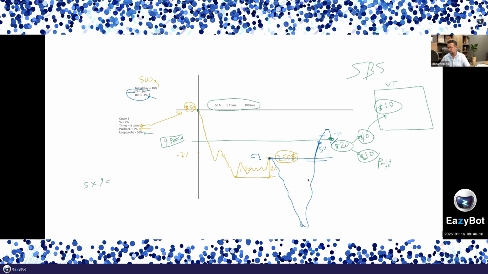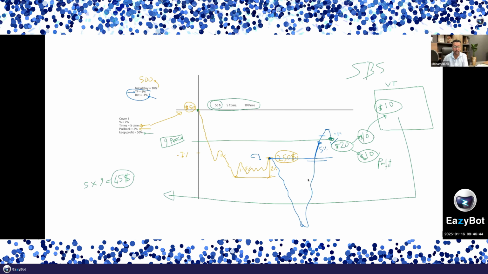Let's use the phone. 5 multiplied by 9 gives me 45 USDT or dollars. Now, obviously, this USDT amount is less than what I spent at the beginning because the price is lower. But what if I use whatever I have in the virtual tank and add it to this amount? Am I going to be in profit or not?